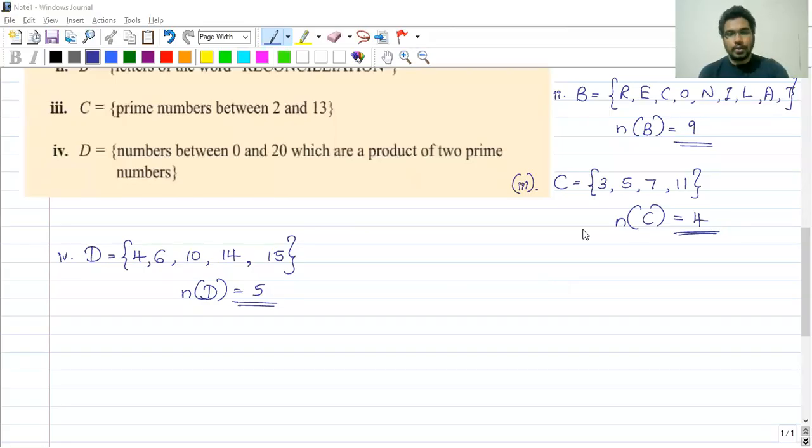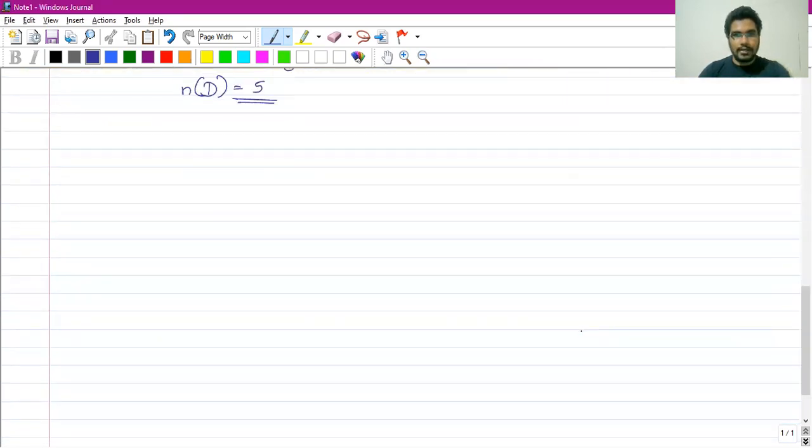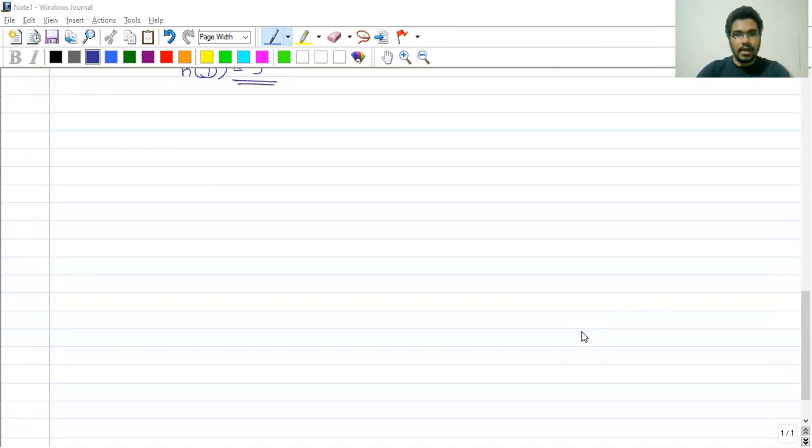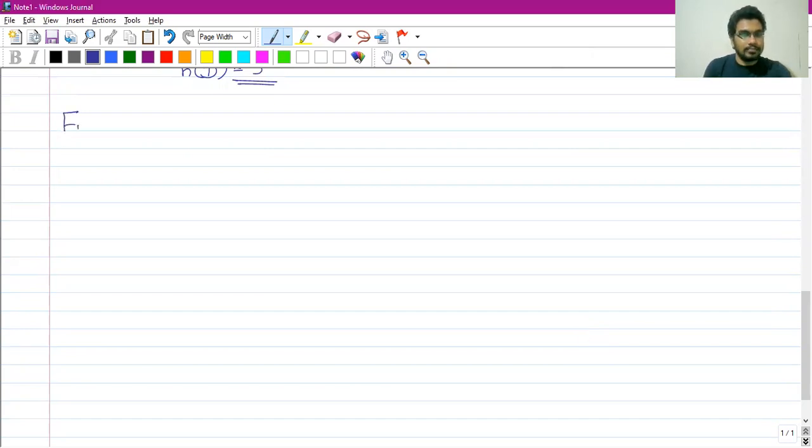Okay, so next what we are going to do is we are going to define some names for these sets. Yes, so first of all, shall we define it as finite and infinite sets? Yes, you can write the topic, and if you need, you can note it down. Finite sets and infinite sets.